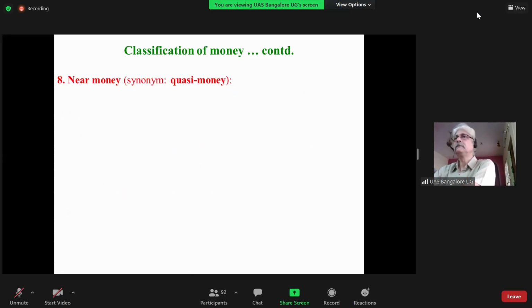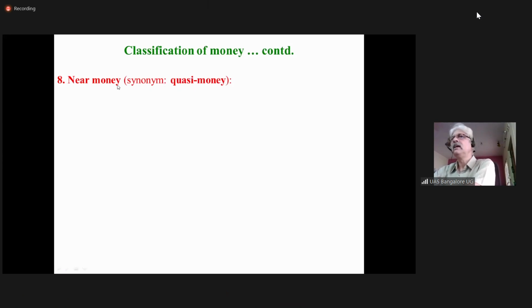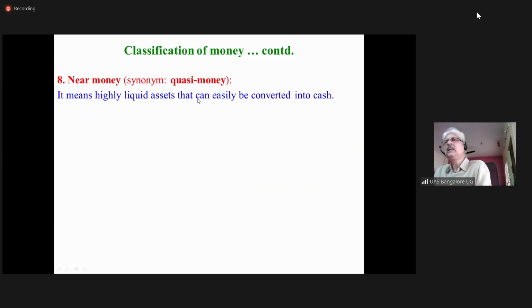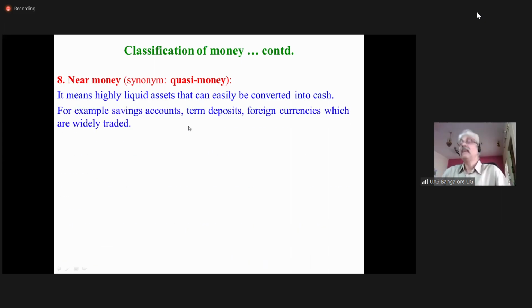Then near money, or sometimes it is also referred to as quasi money. Near money or quasi money means highly liquid assets that can be easily converted into cash. For example, savings accounts. You have money in savings accounts. Do you have it now? No, but you can easily convert that into cash. Just draw a check, issue the check to the bank, take the money. You can convert your savings account into cash.